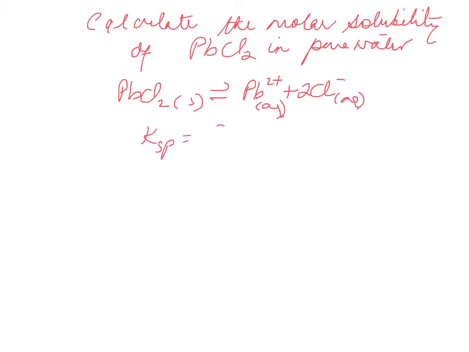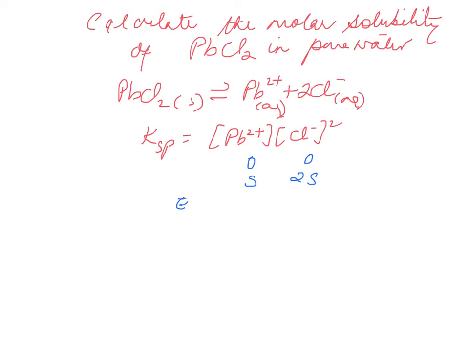KSP is Pb2+ and Cl negative, squared. And so you will have to set up the ICE table again. So hopefully you can see that in the beginning there would be no Pb. If the change is by S, chloride is going to be twice the amount.